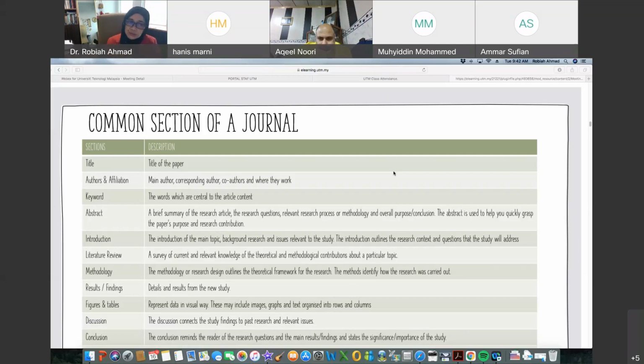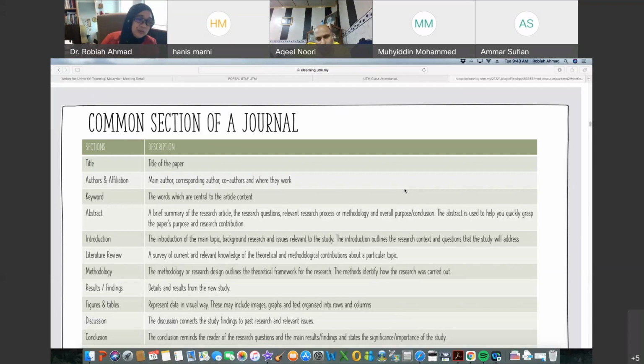So you are only interested in the method, for example. This is why you have to understand the sections of the journal, so you know where to look. Sometimes you understand the paper, but you don't understand the method at that particular time. Then later, after the second or third semester, you decide to refer back to the methodology that this particular author is doing. So you go back.